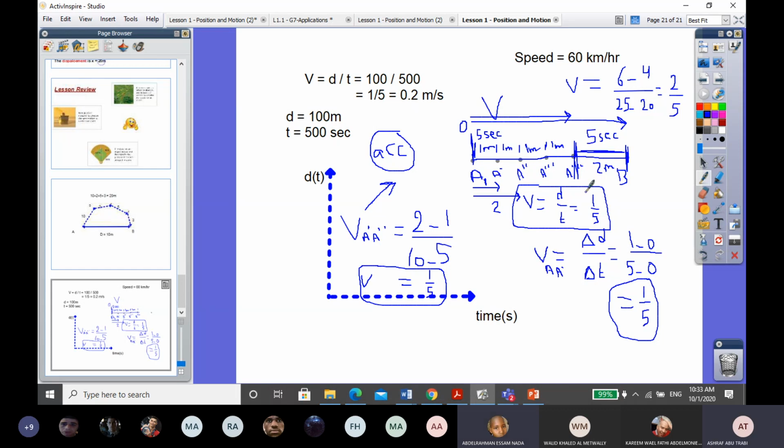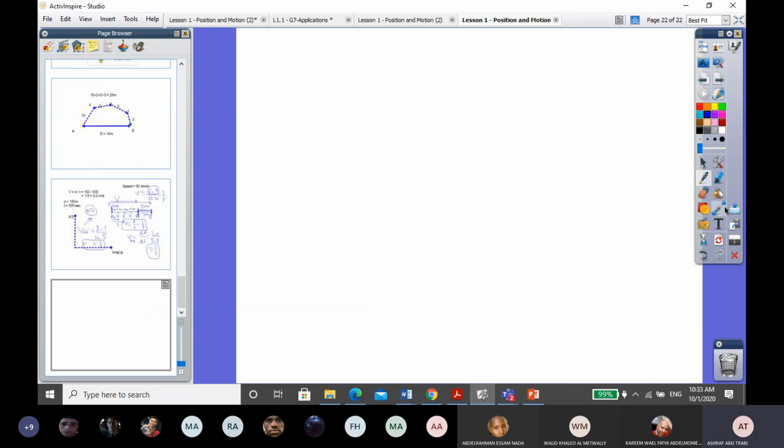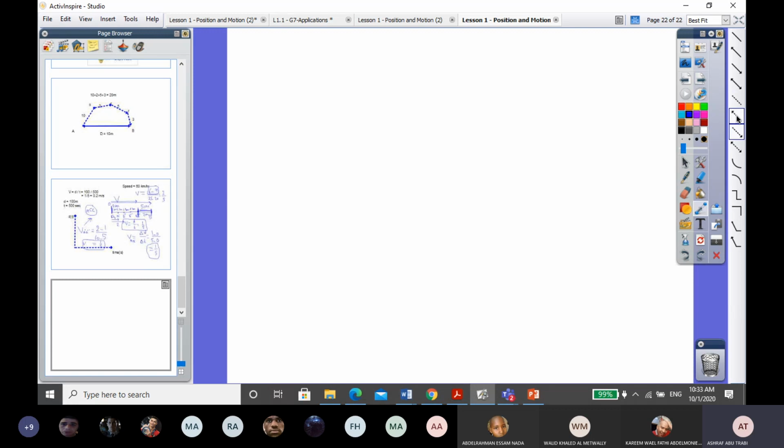Can I ask a question? Here we found the distance 2 over 5. What's the displacement here? No, it's not the distance 2/5, it's the velocity 2/5. This is the displacement. I will put it here, guys. I move from point to point. Let's say this is the 0, this is the first one, this is second, this is the third, and this is the fourth.